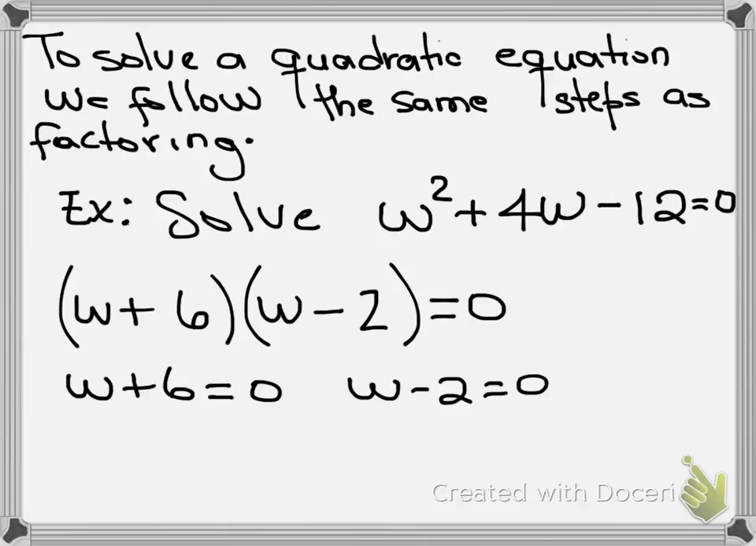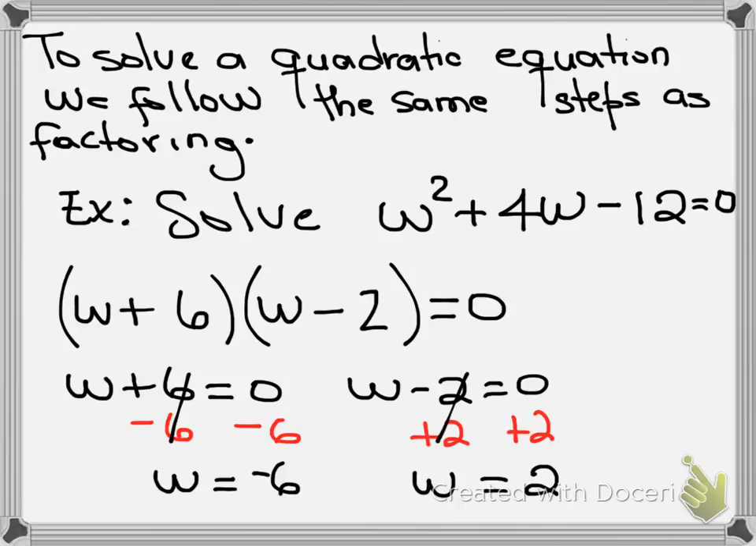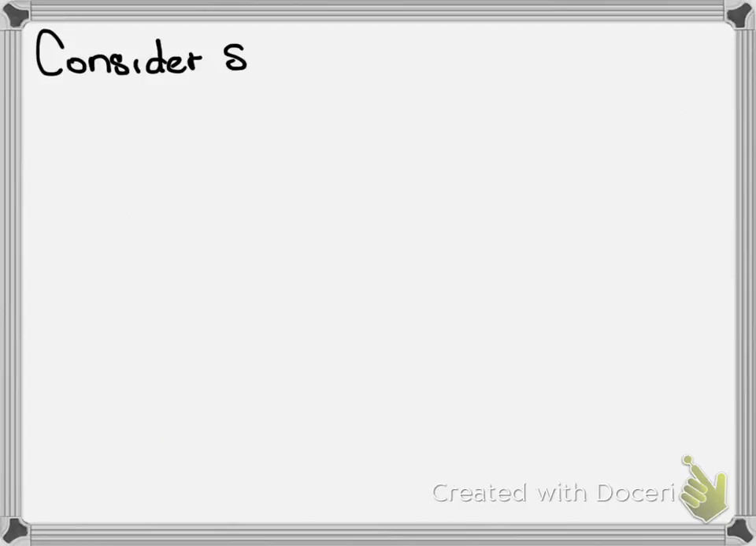You solve it as you solve any linear equation, and you do the additive inverse of positive 6, and you end up with w equals negative 6. Similarly, you do the additive inverse of negative 2, and w equals 2. Notice, ladies and gentlemen, you don't do anything different from what you have been doing before. You simply apply the zero product property. Let's look at another one.